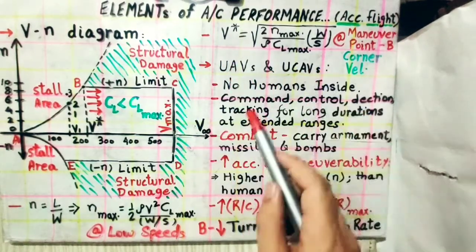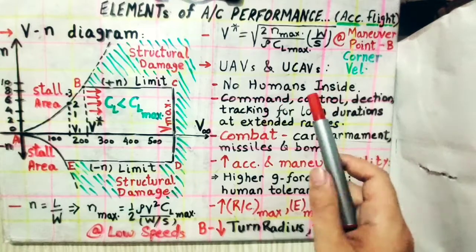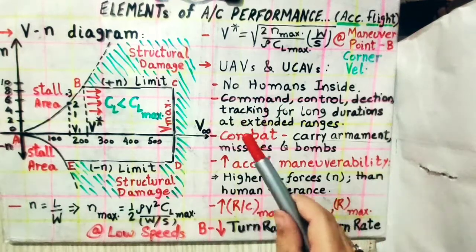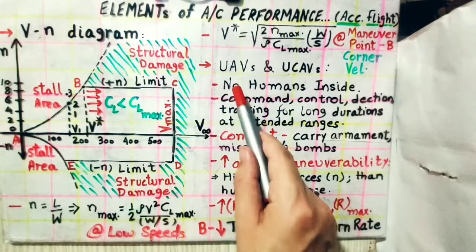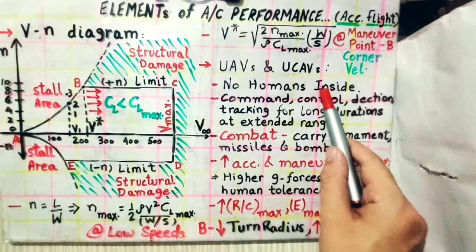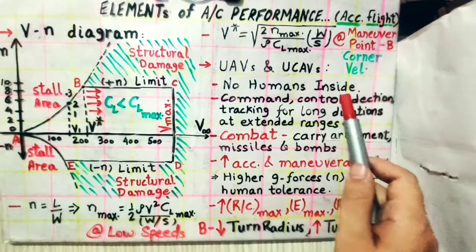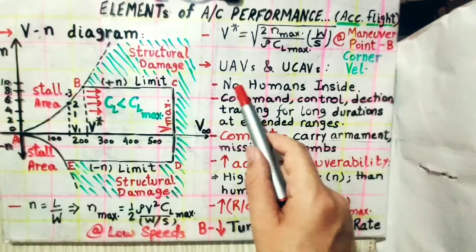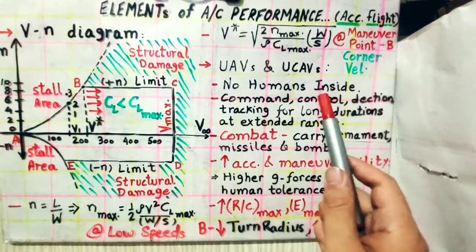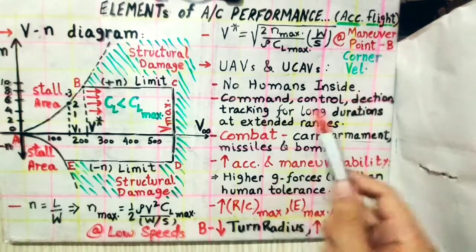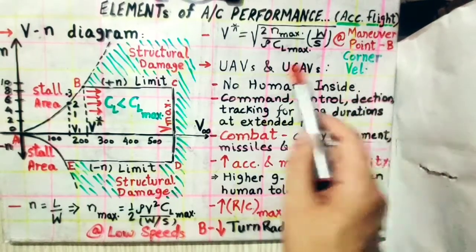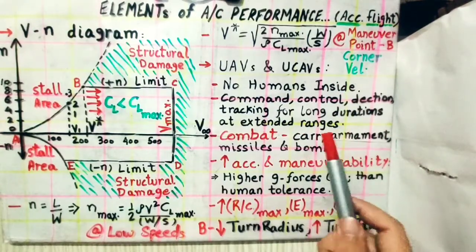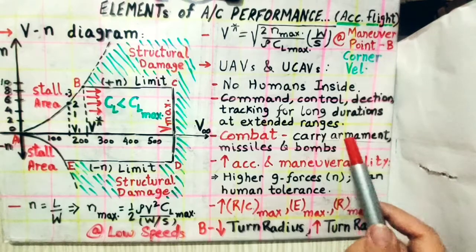UAVs or UCAVs are simply the same aircraft we have been discussing, with no humans inside, and with no humans inside we will not have any human-related components in the aircraft, like passenger seats, oxygen masks or oxygen cylinders, or any kind of component particularly related to humans. So how can that be flown? They are flown by pilots on the ground, controlling from their remote, you can say.